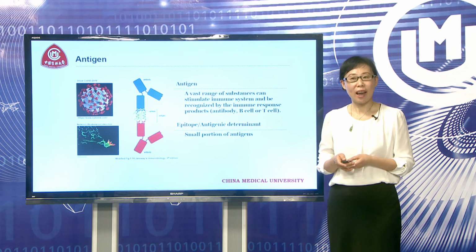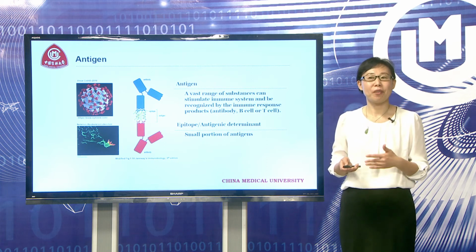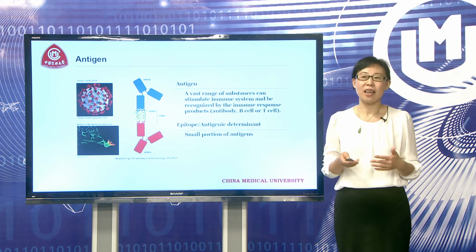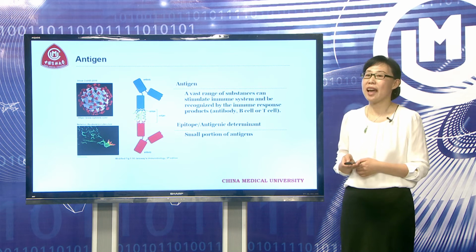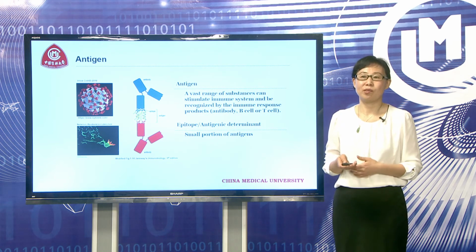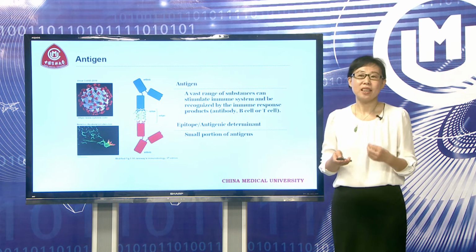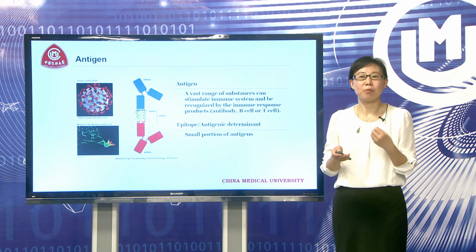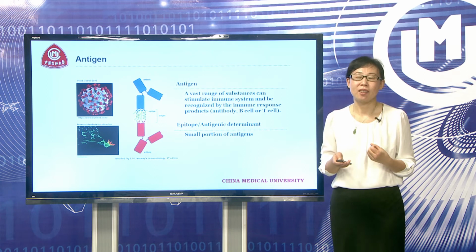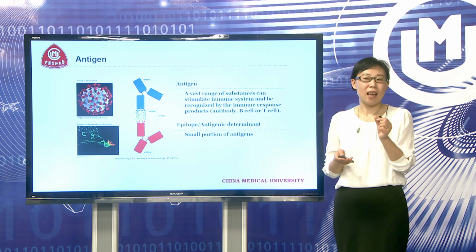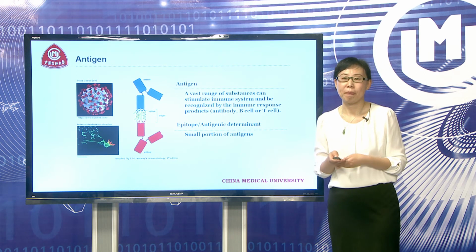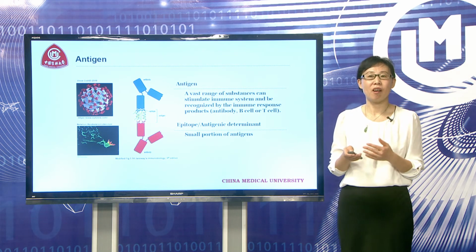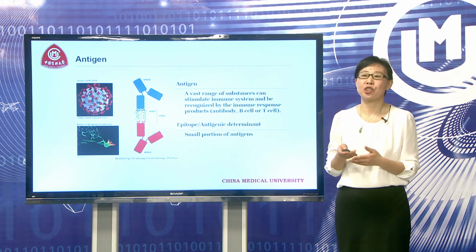antigen. So antigen, as you know, is a vast range of substances that can stimulate the immune system and can be recognized by the immune response products, including the antibodies, B cells, and T cells. Actually, a native antigen is very large. Not all of the components can be bound by our antibodies and lymphocytes. Only a small portion of the antigen can be bound by the immune response products. This small portion of the antigen is called epitope or antigenic determinant.